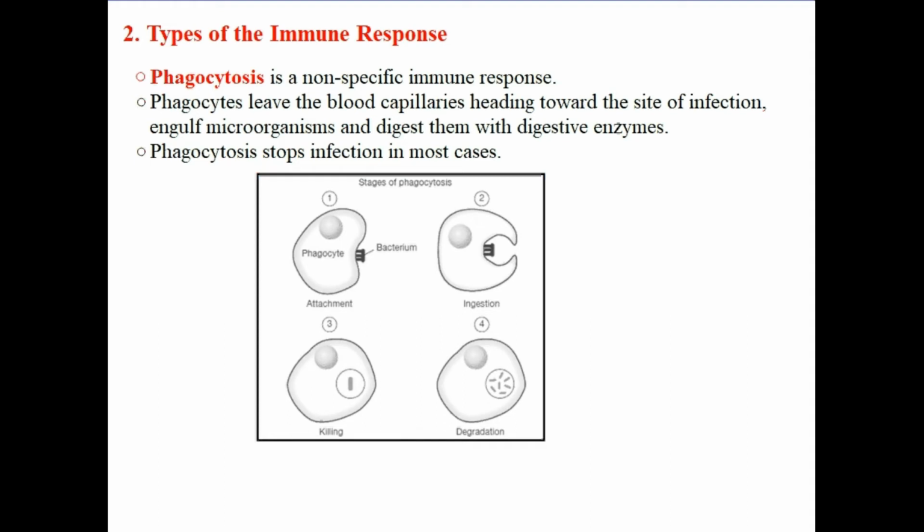Let's continue with the types of the immune response. As mentioned before, phagocytosis is a non-specific immune response. What happens during phagocytosis? Phagocytes leave the blood capillaries heading toward the site of infection. They engulf microorganisms and digest them with digestive enzymes. Phagocytosis stops infection in most cases.